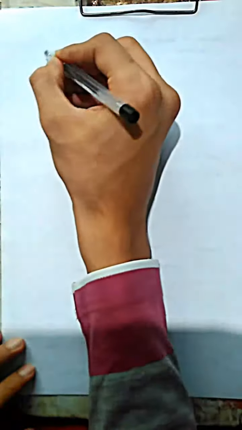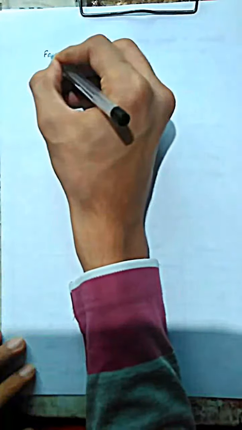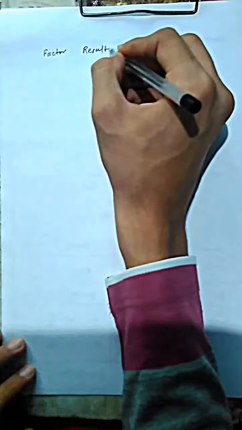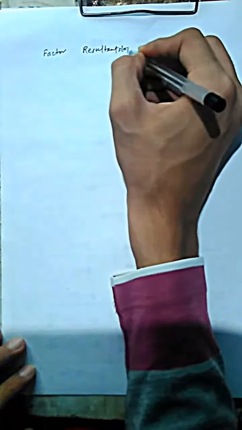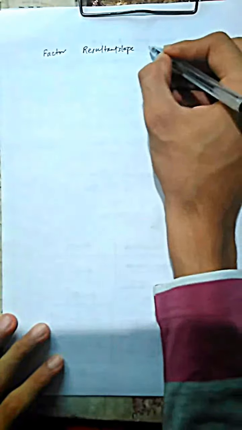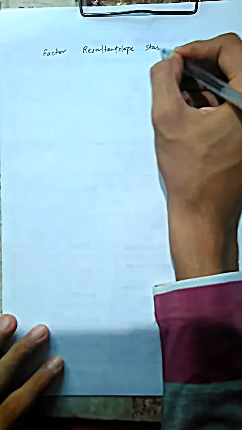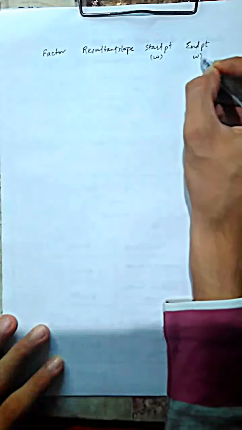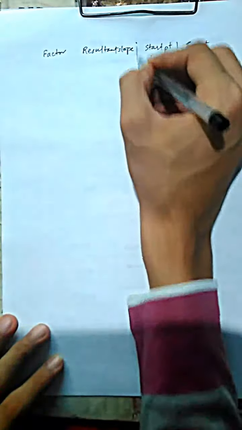In our standard procedure, actually we have to draw 3 tables. One table is completed. Now we'll draw the second table, which is again for each factor. Then the resultant slope: what resultant slope each individual factor would be having in the magnitude plot case. Then the start point and end point of each factor in terms of omega. We'll see that.